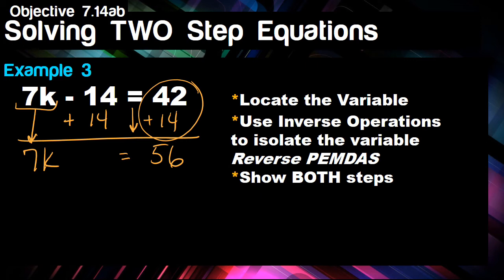Now we need our second step. Our second step now is we're going to divide both sides by our coefficient of 7. So we're left with k being equal to 56 divided by 7, which gives us 8.